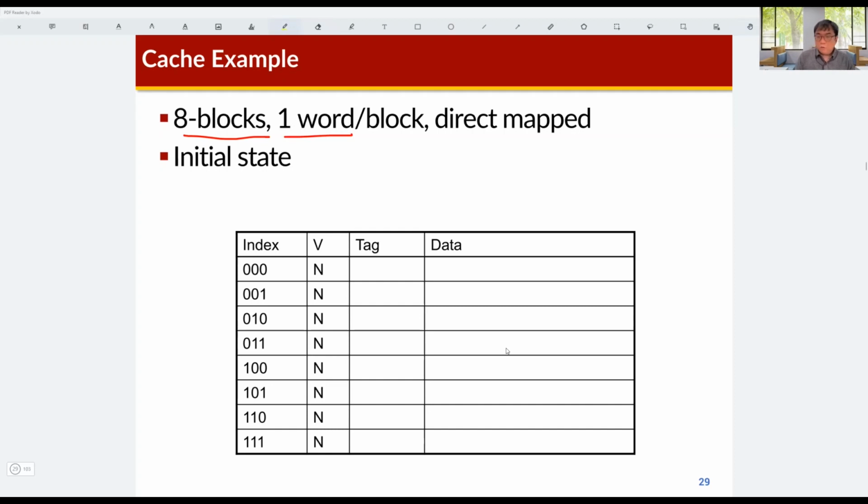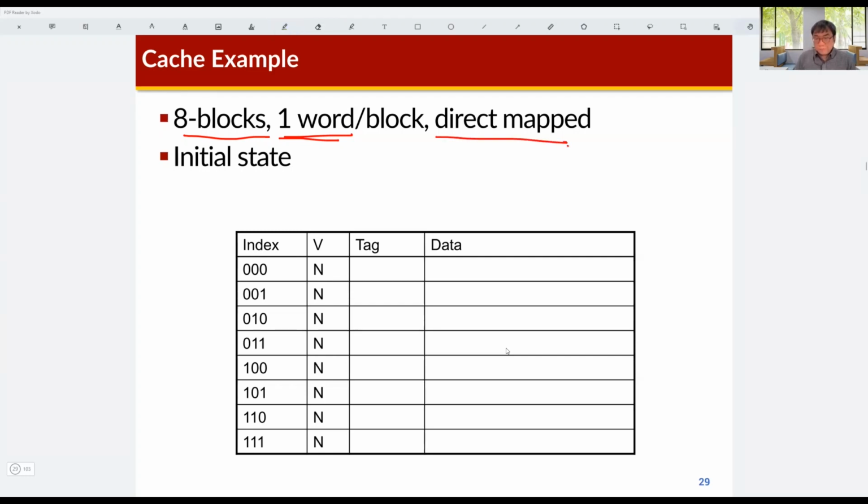So let us assume that the word is, you can think of it as just 4 bytes of data, but in this example, the word means the unit of data access to the memory. The word may be different from 4 bytes, but just understand that this is the size of data accessed by one memory access. So the size of the cache block is 1 word, and it's a direct mapped cache.